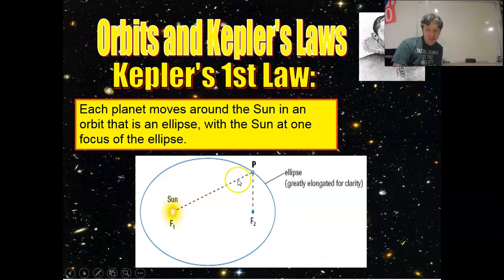Now you haven't done the mathematics for ellipses, and you won't in high school, but just to give you a brief overview, a circle will have a center. An ellipse won't have a center. What it has is two foci. Here's one, and here's the other. And Kepler's first law said that at one of those foci is the sun. There's nothing at the other, but the sun exists at one of those focal points.